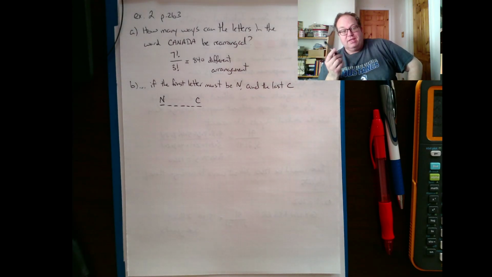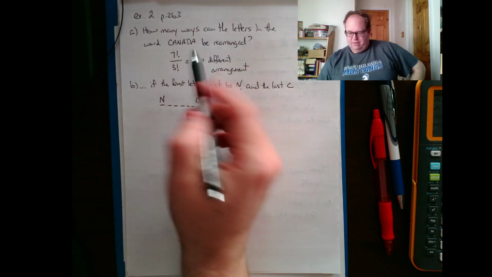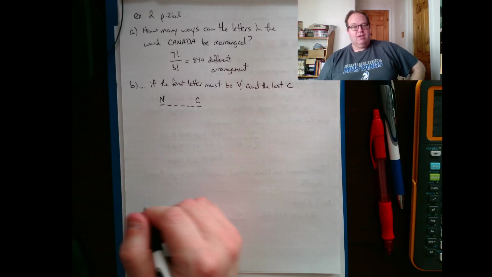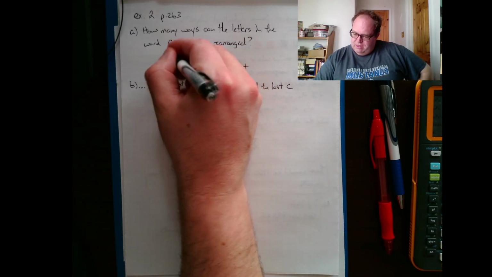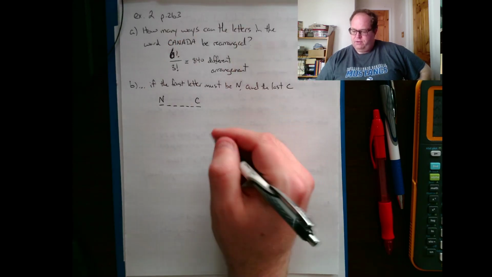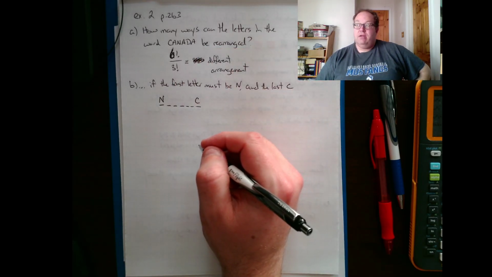So what I have just realized is there are not, in fact, 7 letters in the word Canada, which I've correctly spelled up here, but 6. So kudos to me for my counting ability in this counting section of math. This would become 6 factorial over 3, or 6 times 5 times 4, which would be 120.